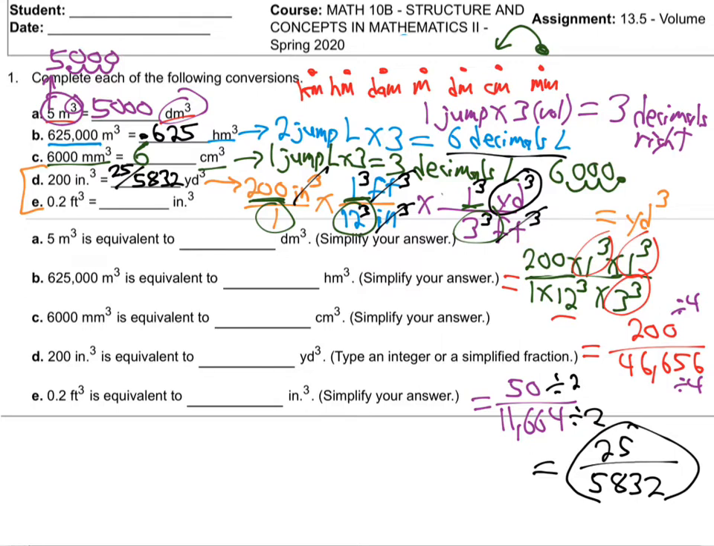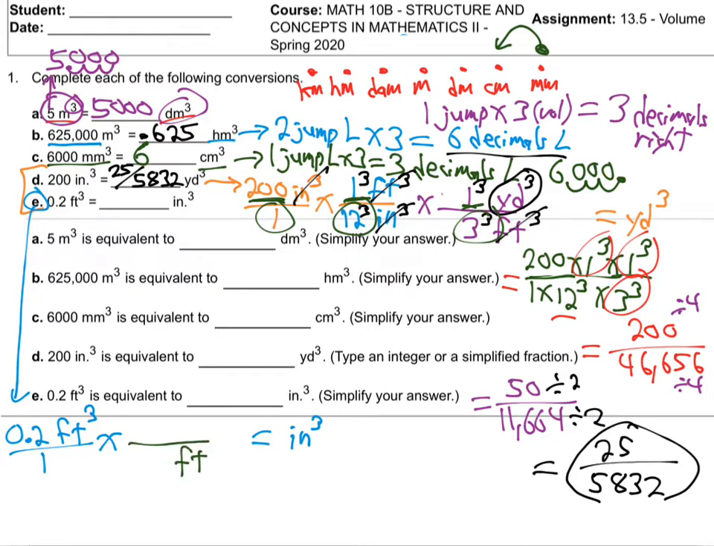We'll do part E here. Bring it down here. 0.2 cubic feet. English again, so put it over 1. We got to do fractions. And what do we got to get to? We want cubic inches. All right, next step, we're going to put feet on the bottom, not cube yet.